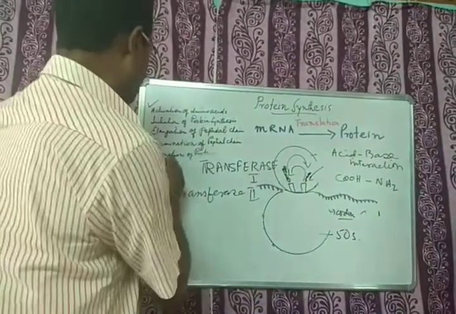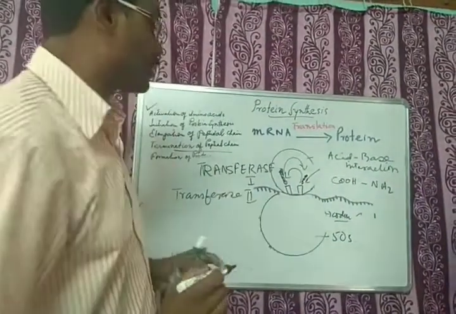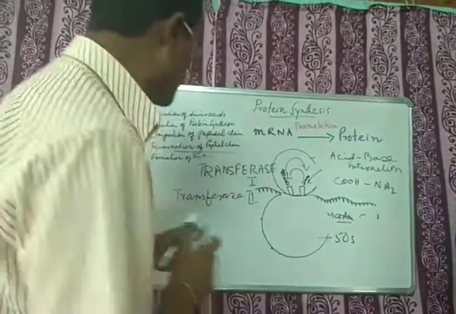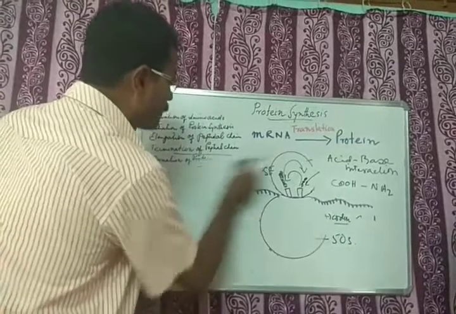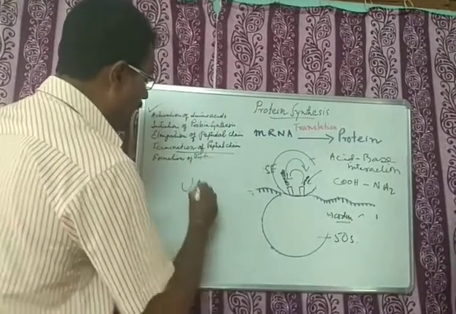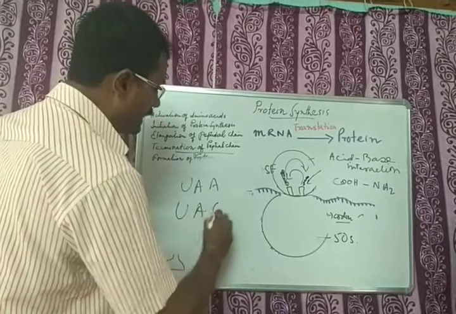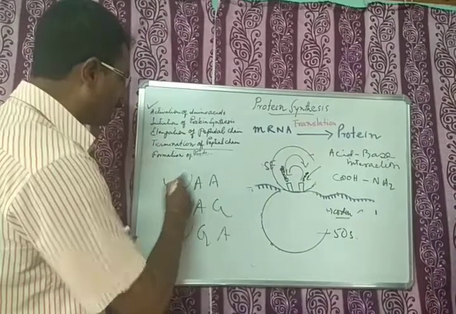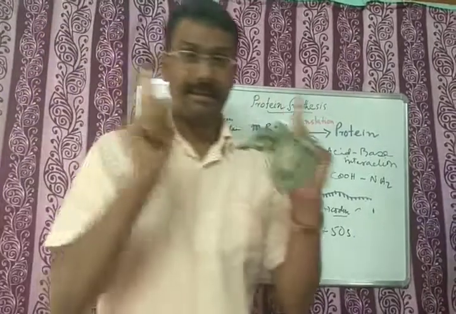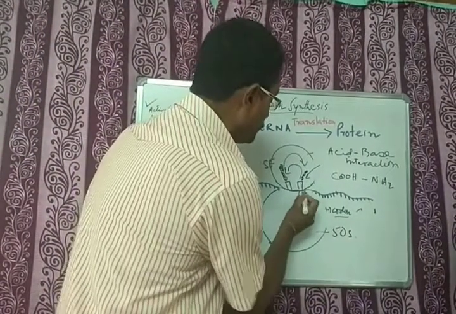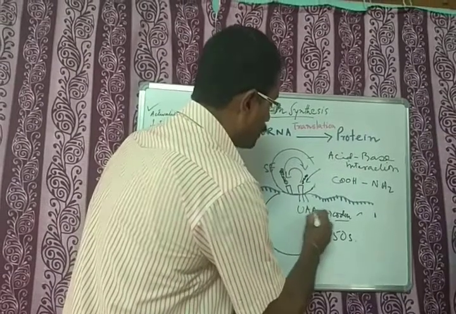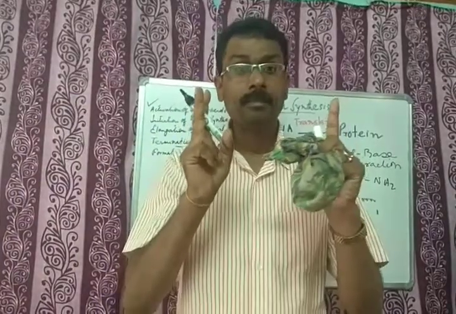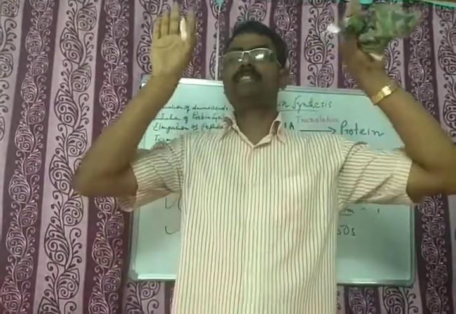Now coming to the last one, termination of protein synthesis. Like the initiation codon AUG, there are also terminating codons. We have found earlier, what are the names of the terminating codons? UAA, UAG, and UGA. Out of these three, if any one comes, suppose UAA comes below the tRNA, that is in the A site, got it? Then protein synthesis comes to a stop.